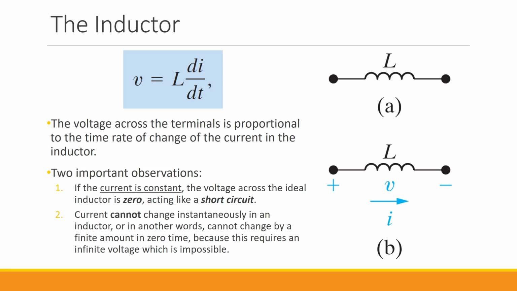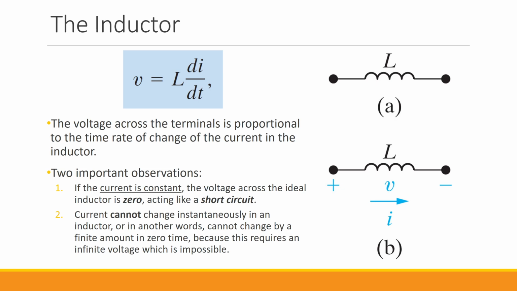So if you have a circuit that is powered by all DC or direct current voltages or currents, something that makes sure the current is constant, you can assume the inductor has zero voltage across it, or is a short circuit, simply a wire.